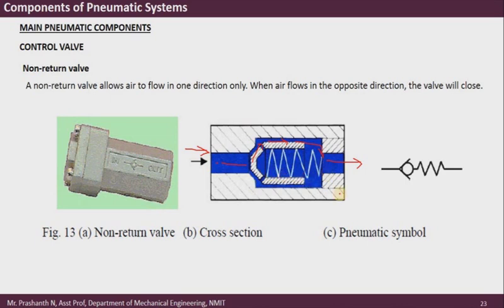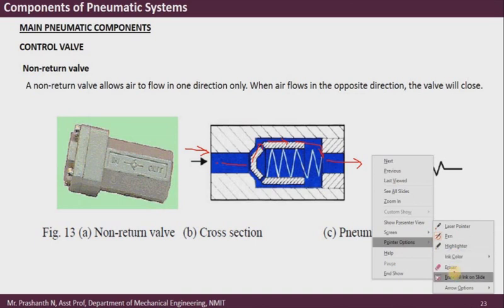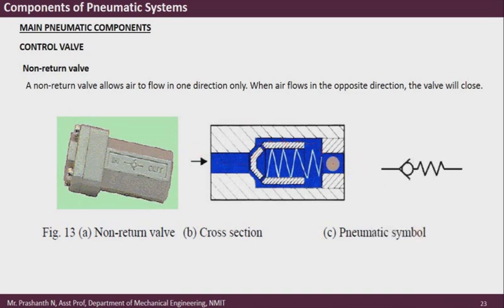Suppose I supply the air in the opposite direction, right? Then what happens is air enters here, and as it enters, it will push against this particular wall. This ball is pushed, and this ball in turn will push against the wall of the valve, and as a result, the air will not be able to move to the other side. If you see this, this is exactly how it is represented in the symbol.